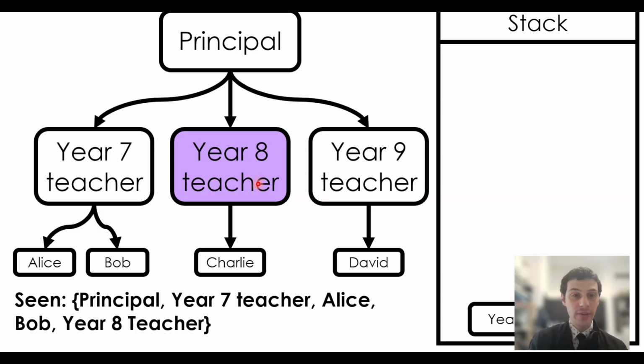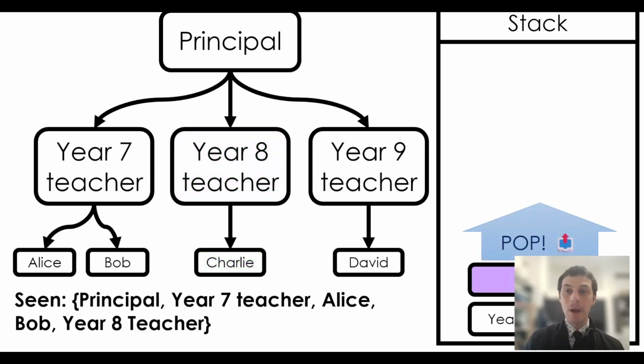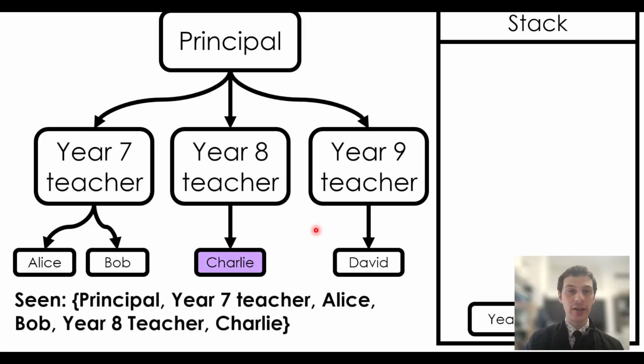So I'm looking at Year 8 teacher, add that to the set of things that I've seen, and then we'll go through each of the children and push them on the stack. And there's only one, so I'll push that on the stack. All right, now I'll pop the top thing off the stack, which is Charlie. So currently I'm looking at Charlie up here. I'll add Charlie to the set of things that I've seen. Go through all the children of Charlie. Are there any children of Charlie? No. So we're ready to pop the next thing, which is Year 9 teacher.